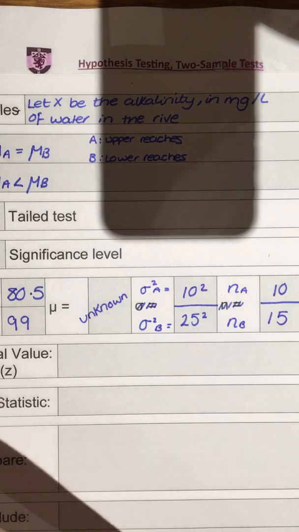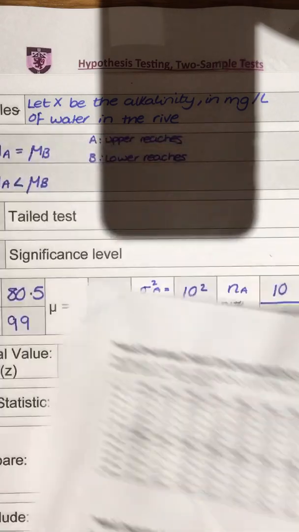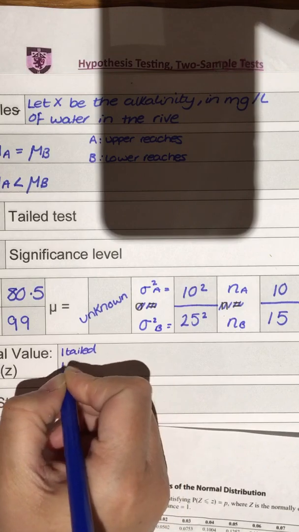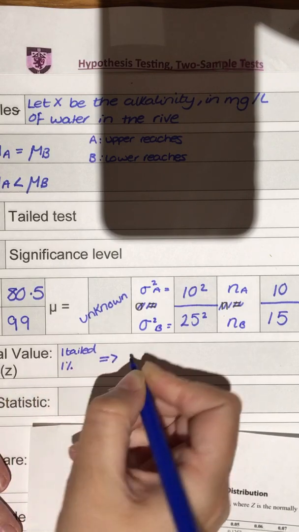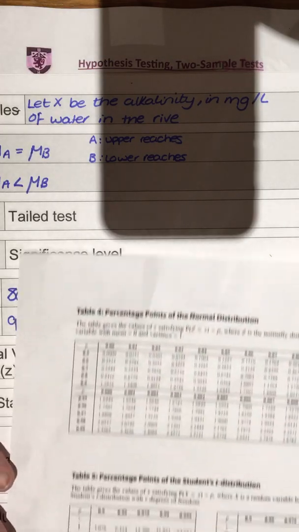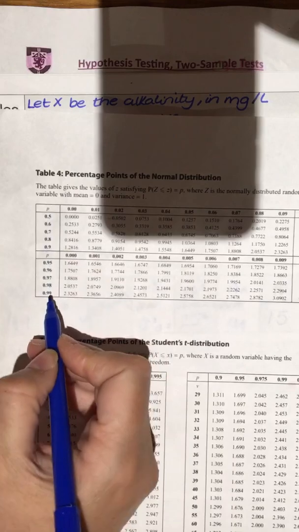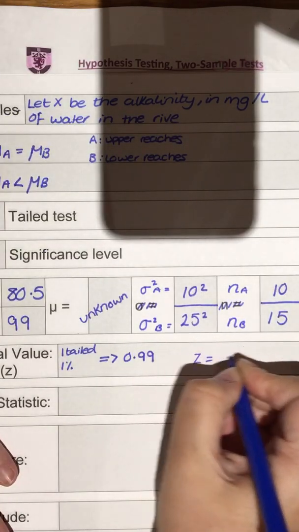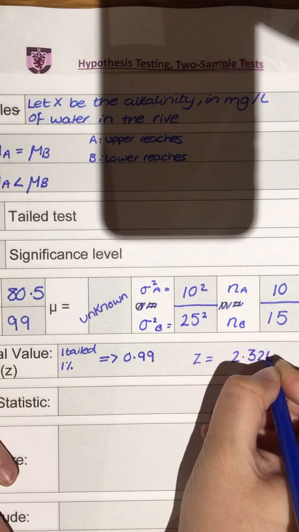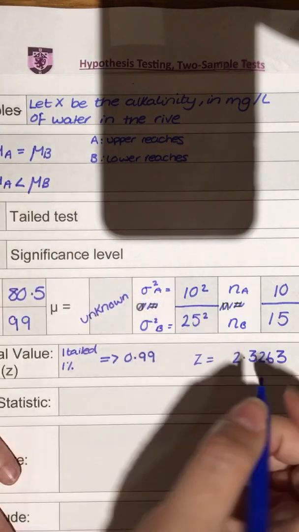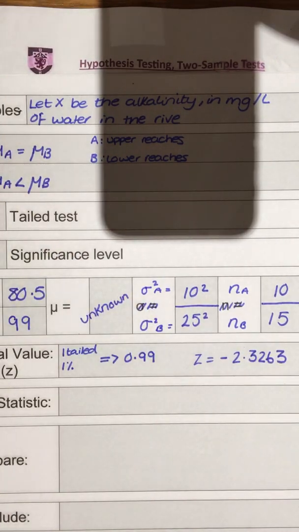Then my critical values. I'm going back to my trusty table 4. This is a one-tailed 1%, so I should be looking up 0.99. If I look up those values down here, I get 2.3263. And because this is a less than question, I'm looking at the lower tail, so that makes it negative 2.3263.